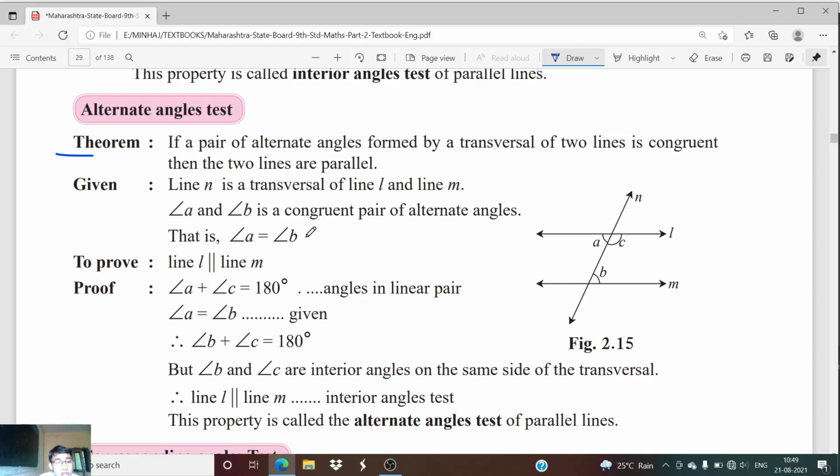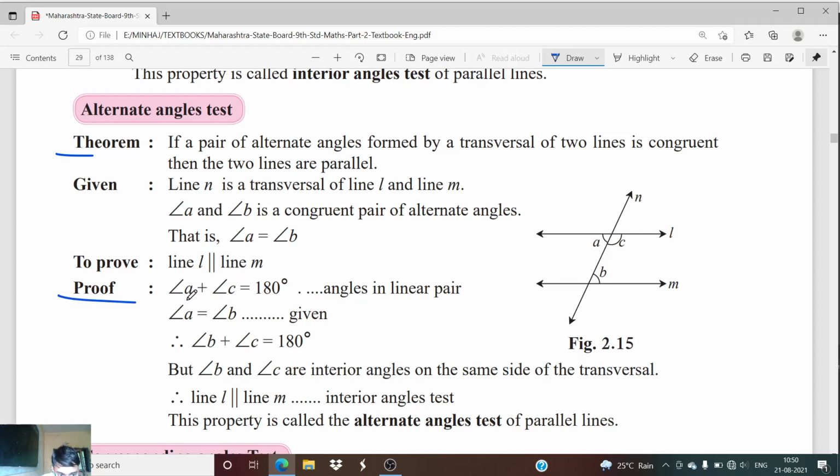So what is the given data? The given data is line N is a transversal of line L and line M. Two angles, angle A and angle B, are congruent to each other, and these two angles are a pair of alternate angles. So we have taken down angle A equals angle B. Now what we have to prove? We have to prove that line L is parallel to line M. So let us head towards the proof.